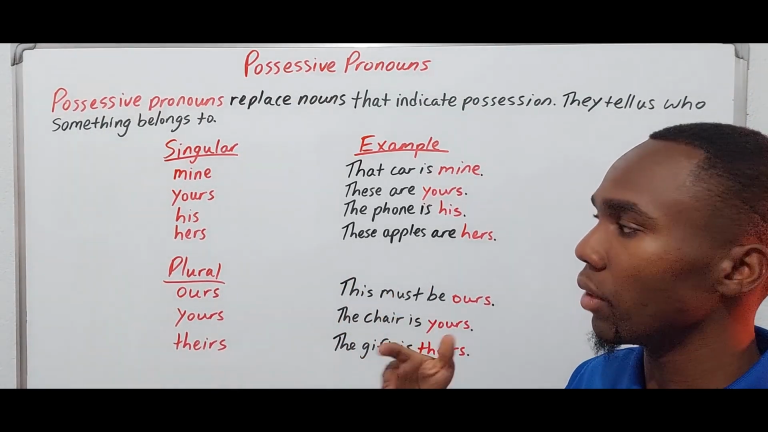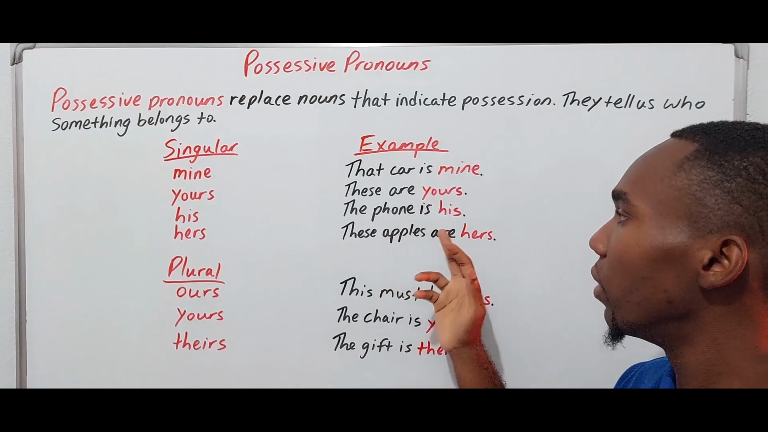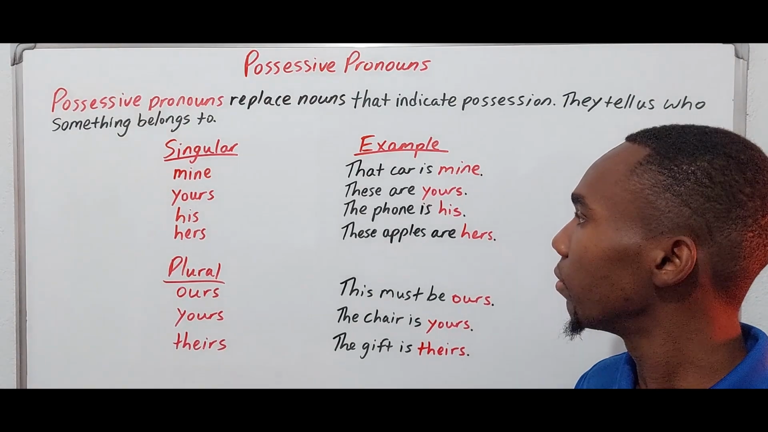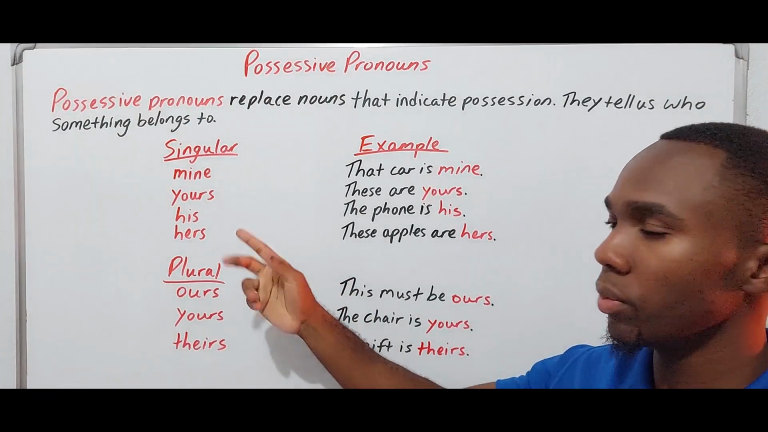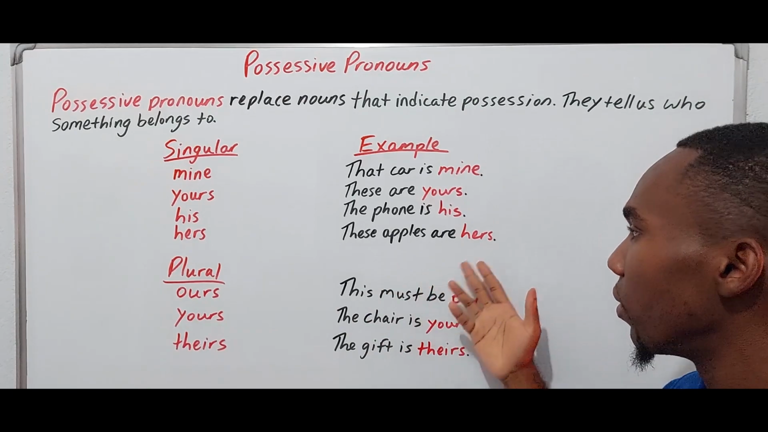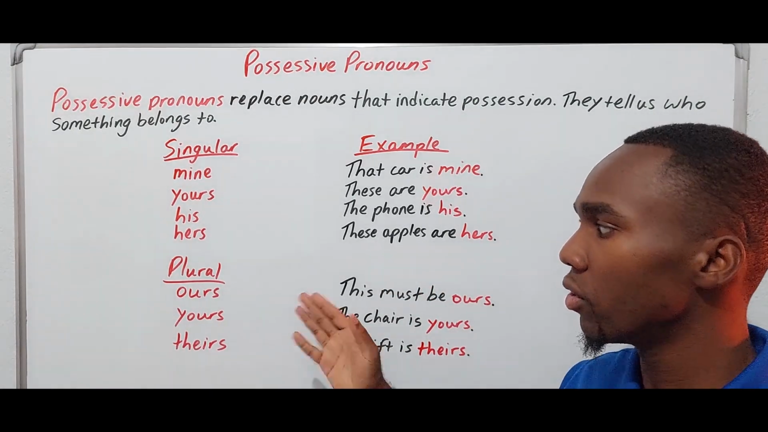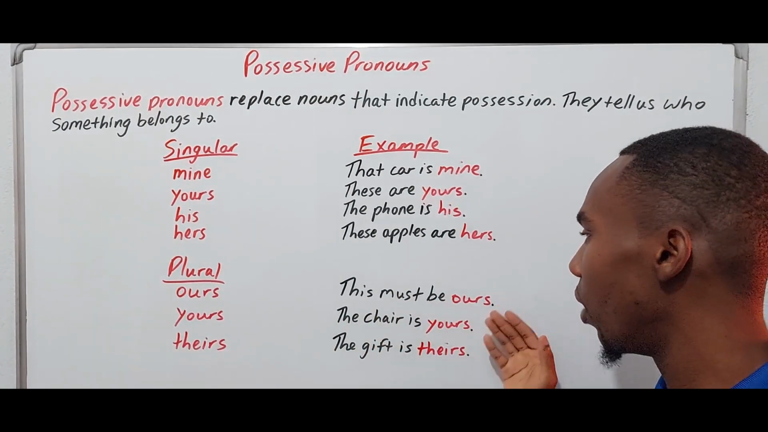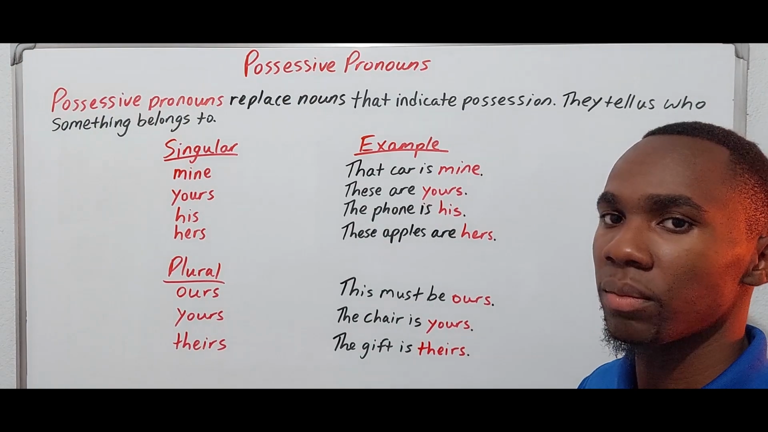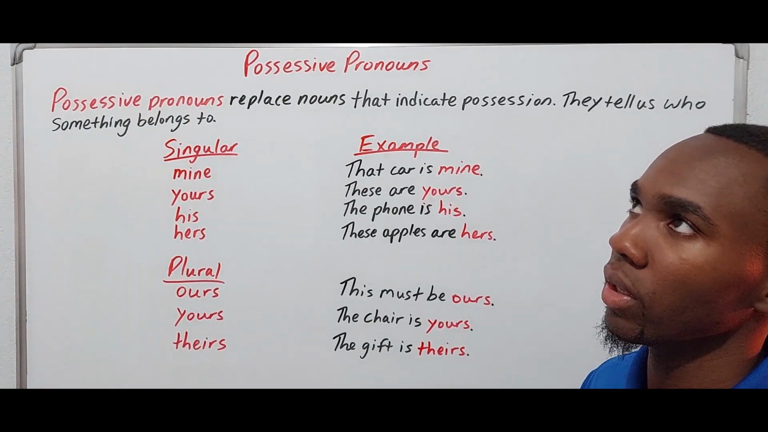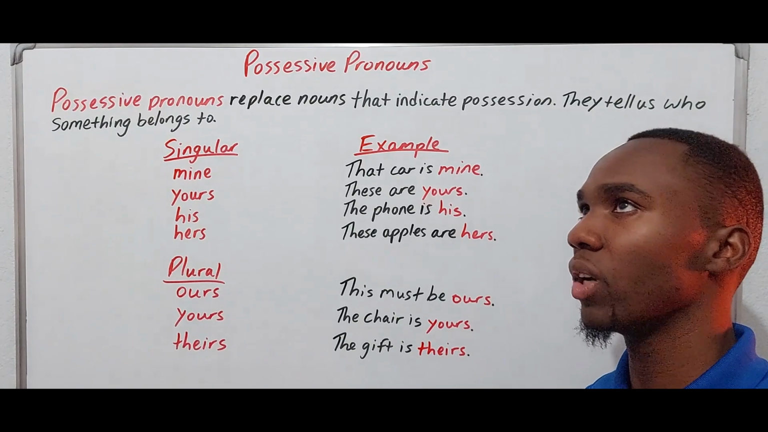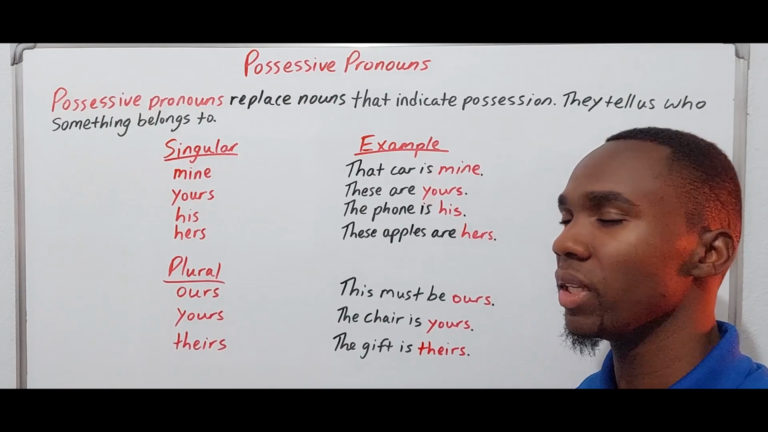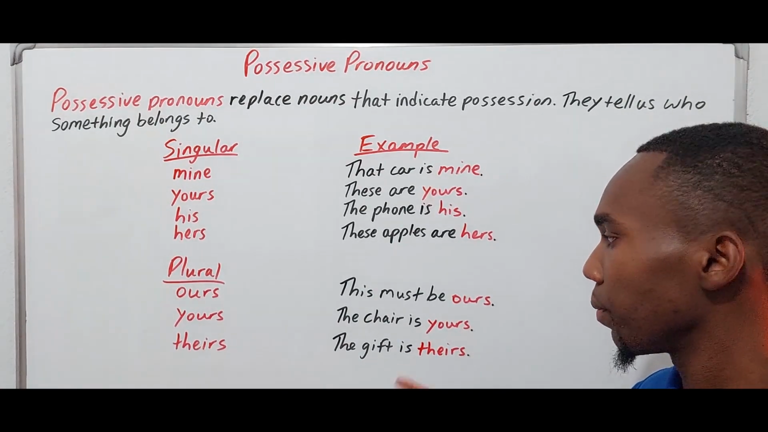His, that relates to he. The phone is his, right? That's like saying the phone belongs to him, right? Her will be she. These apples are hers. Plural, we have ours, which would relate to we. This must be ours. That's like saying this must belong to us, because it will be an object, right? But yes, ours would be the possessive pronoun.